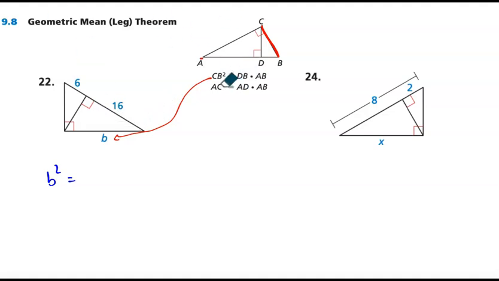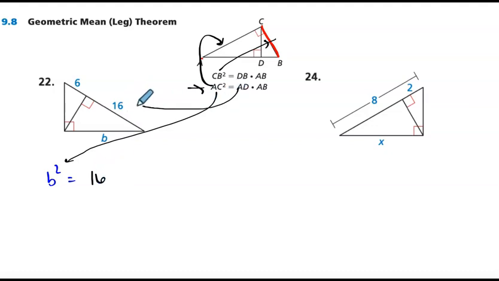Let me backtrack a little bit on that one. The CB is the shorter leg, AC is the longer leg. When you're looking at this triangle here, B would be your longer leg. So I'm going to use this bottom one here. So this would be your AC squared equals AD, which would be the 16, times AB, which would be referring to the entire piece here, 16 plus 6, which is 22.